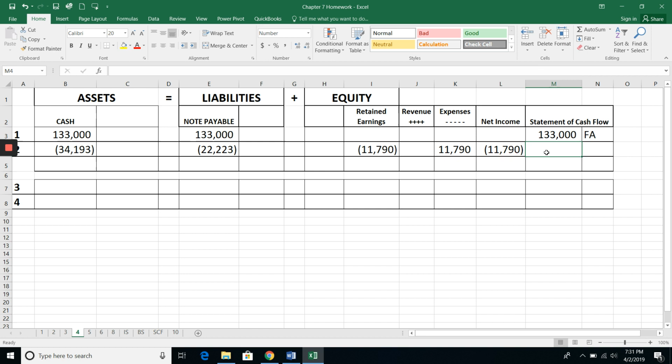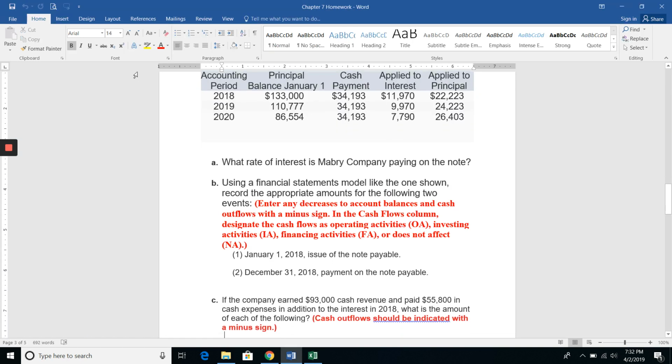And our cash went down. We're going to segregate this out, though. We have 22,223 that our cash went down by paying back the bank. And then we also have our interest that reduced our cash. However, that was an operating activity. Okay, let's take a look at what else we have here.